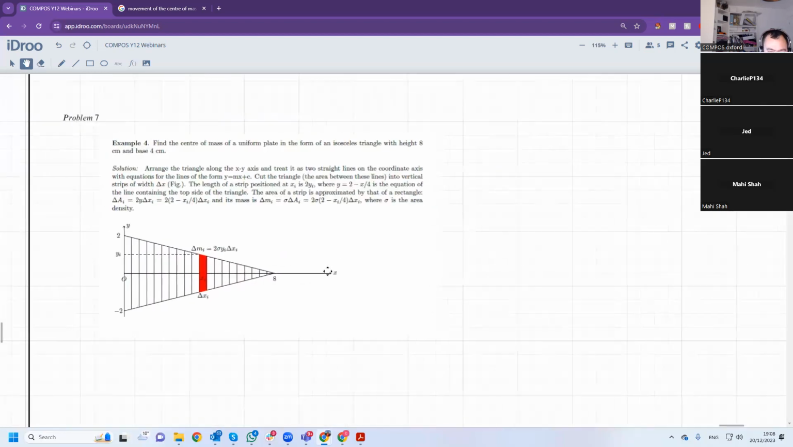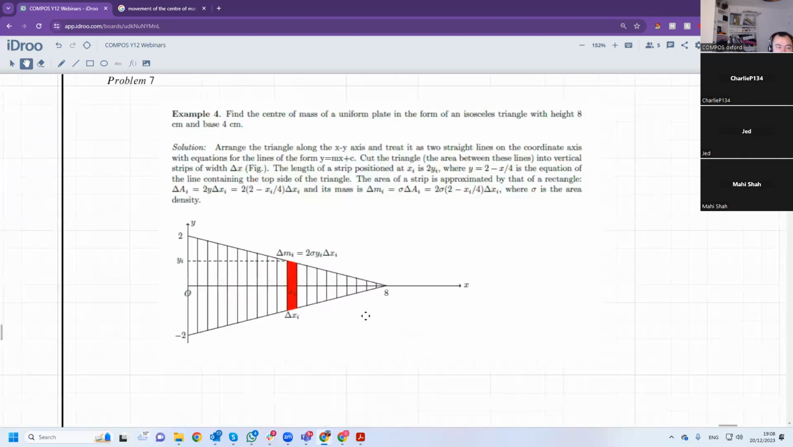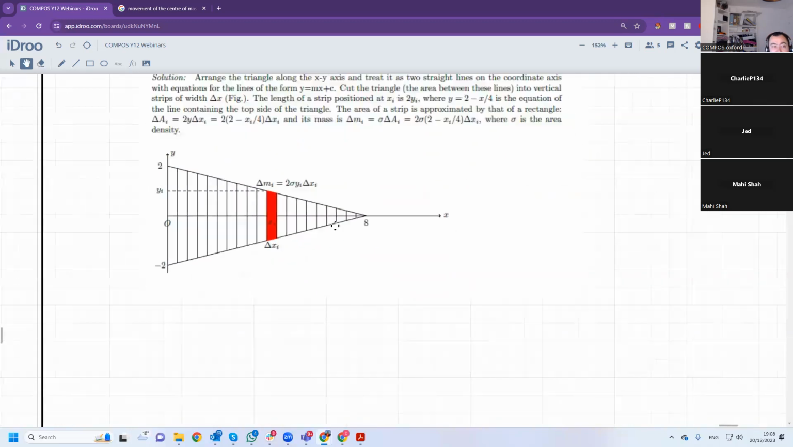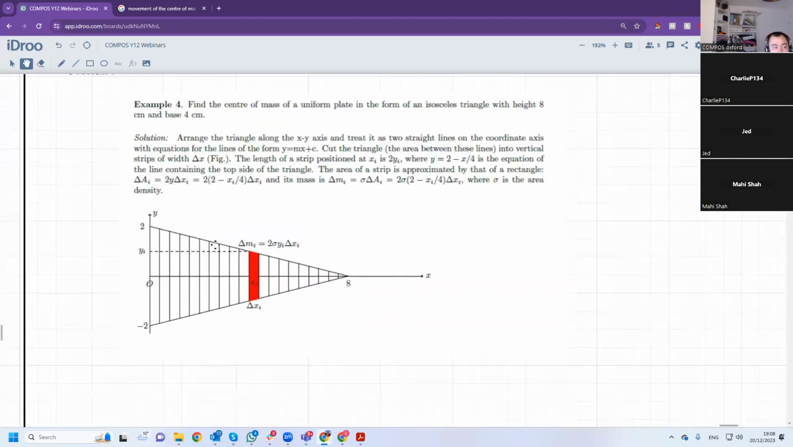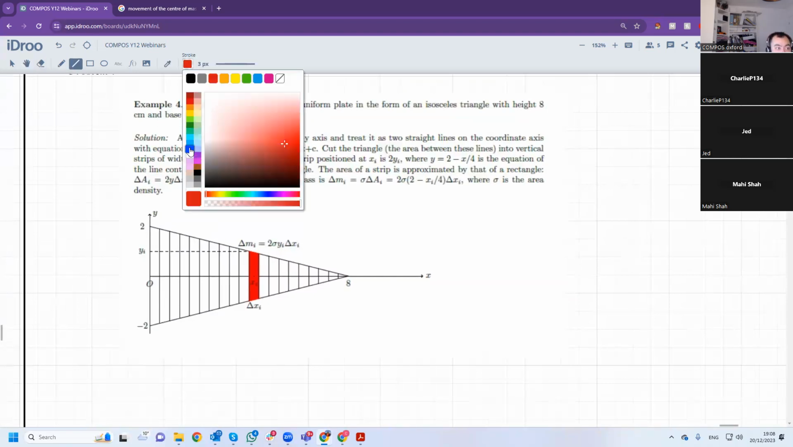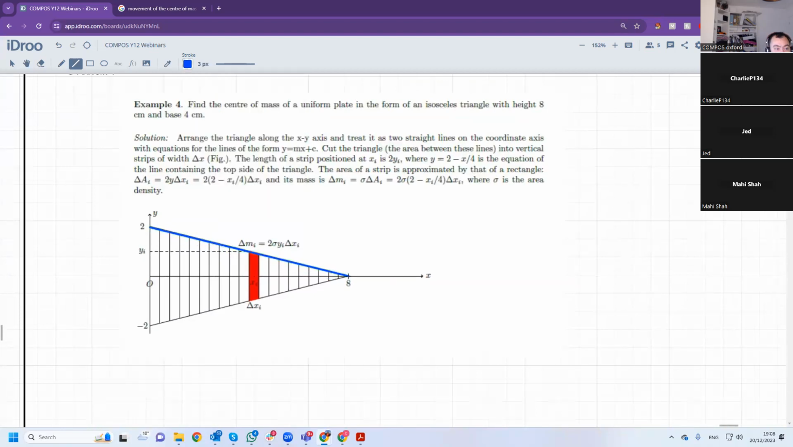I'll walk you through how to do this. Maybe I won't do the whole thing, but hopefully you'll get an understanding. So you have a triangular sheet of metal or whatever, a triangular sheet of something. And here it is. You want to find the center of mass.